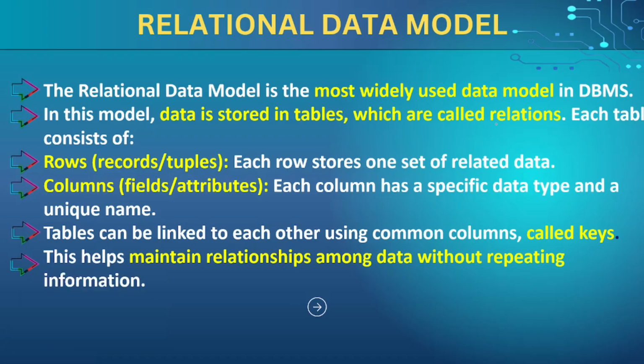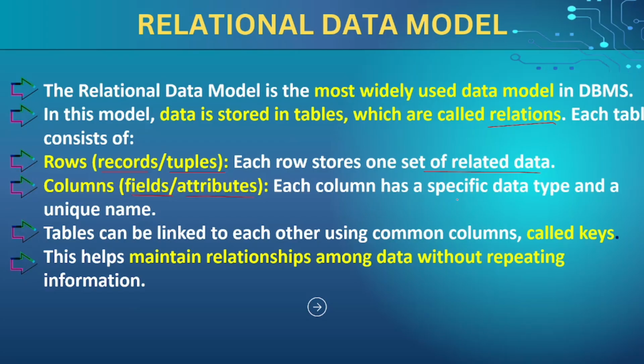So the table is nothing but the relation, and each table will consist of rows and columns, right? Rows we can also call records and tuples. There are other names for rows: records or tuples. These are the terms you have to remember. So what is the meaning of a row? Each row stores one set of related data. For example, for a student whose name is Vinay, the complete Vinay details will be taken care of. And what is the meaning of a column? The other names are field or attribute.